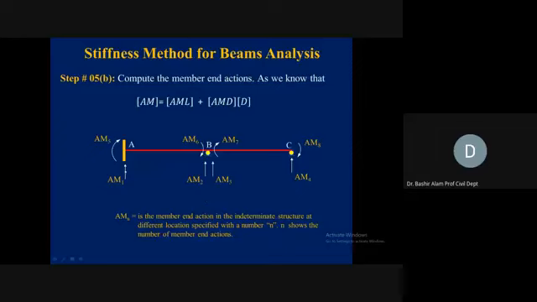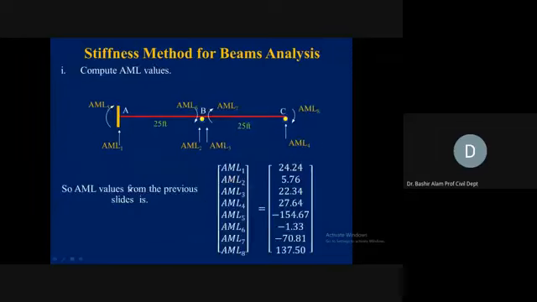So AML will correspond to this one. AML1, how much is it? It is coming 24.24. Now you make a note of this: AML1 is equal to 24.24. I didn't see this number in the previous slides, so let's verify where it is coming from. This one value I will verify, the rest you can verify.